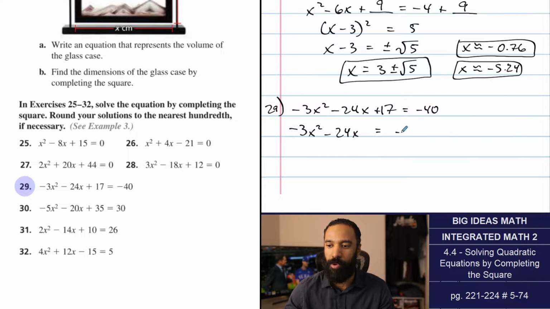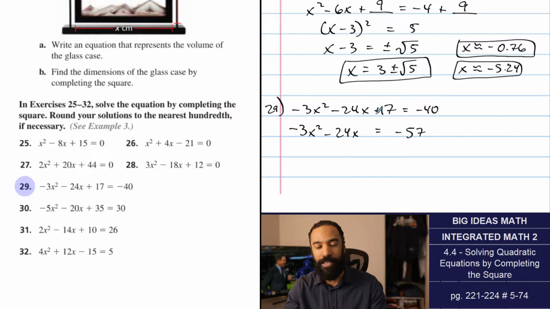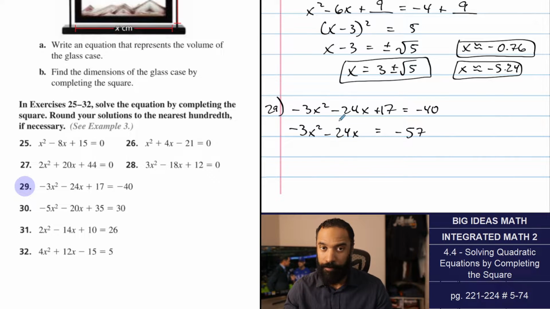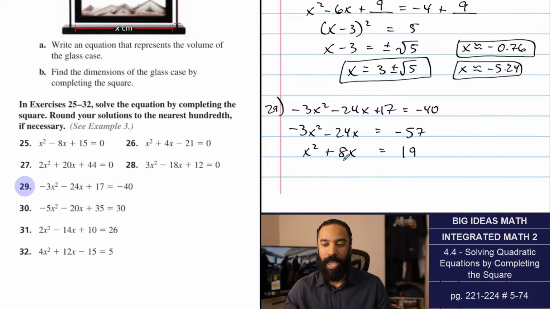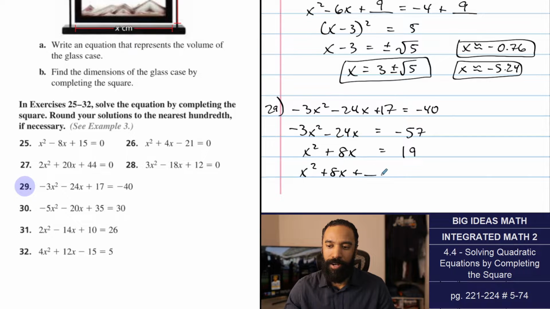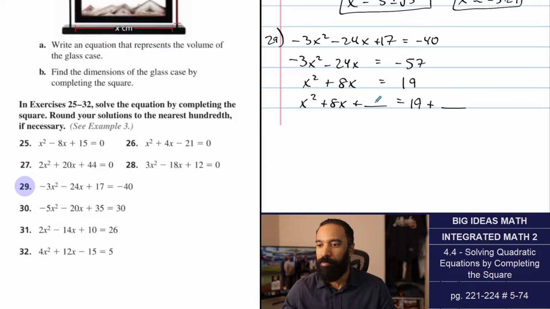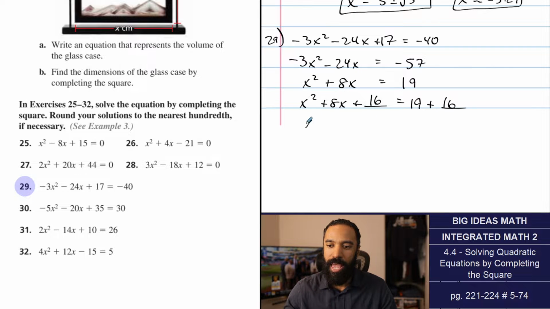If I subtract 17 over, I will get negative 57. And negative 57 is divisible by 3. So I'm going to divide not just by 3, but by negative 3. So I get a positive 1x squared, a positive 8x, and a positive 19. I divided everything by negative 3, and there's that. Now I get to complete the square. Now that it's a 1x squared, I get to work on it. So this becomes 16. 8 divided by 2 is 4. 4 squared is 16. And this factors into x plus 4 quantity squared. 19 plus 16 is 35.